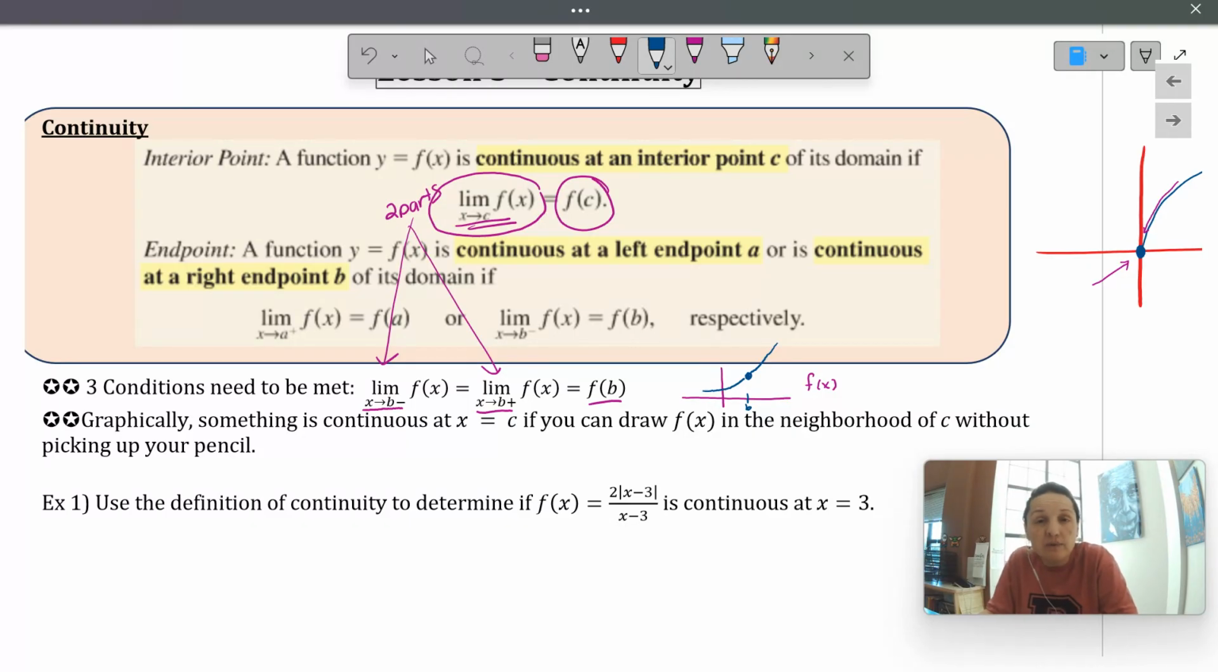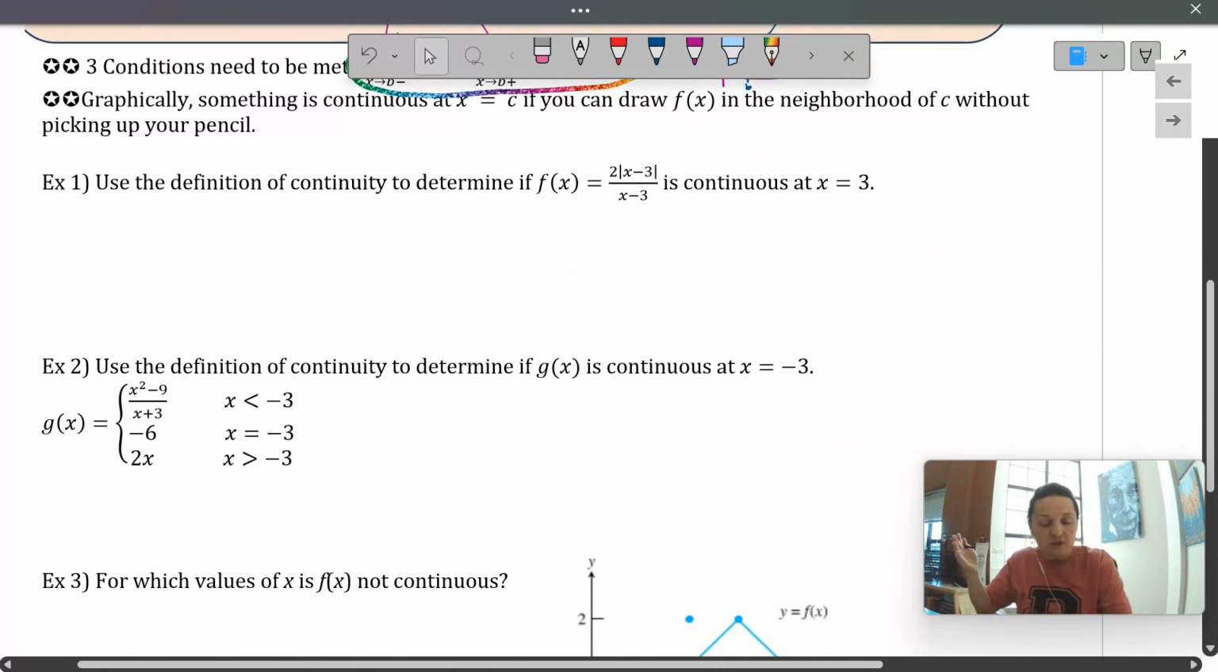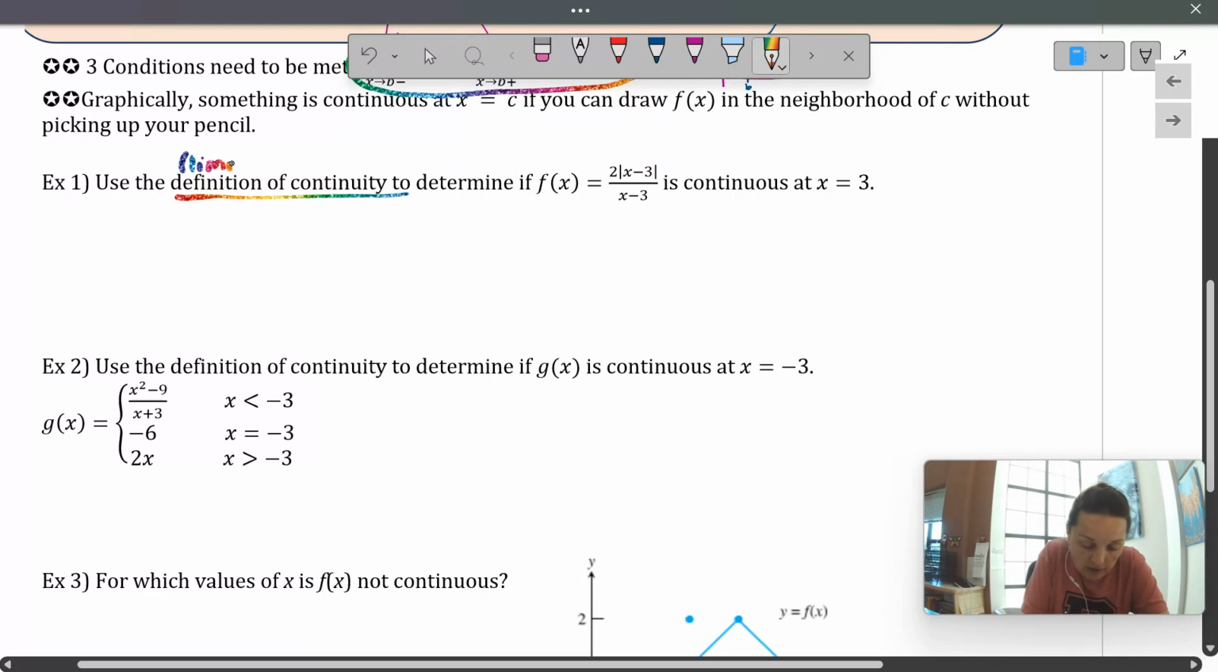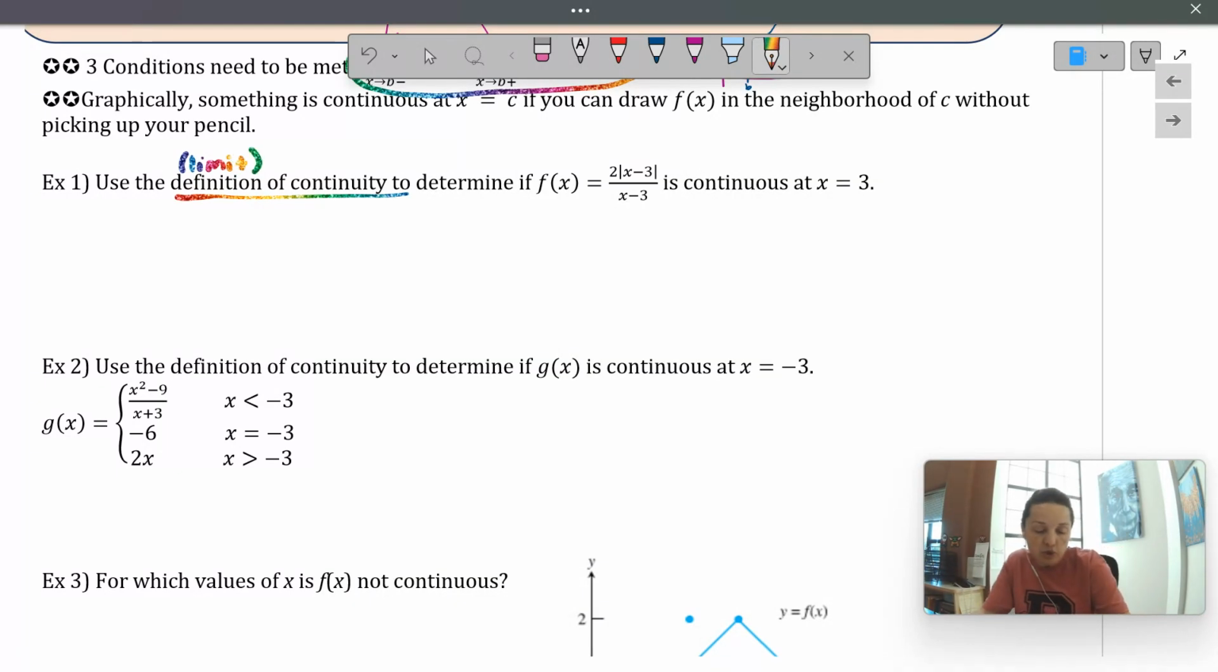Continuity is relatively common sense, except for the minutia of remembering that continuity has a limit definition. The limit from the left equals the limit from the right equals the function value. That's where continuity comes from. So example 1 says use the definition of continuity. That means using that limit. Use the limit definition of continuity to determine if f of x equals that fraction is continuous at x equals 3.